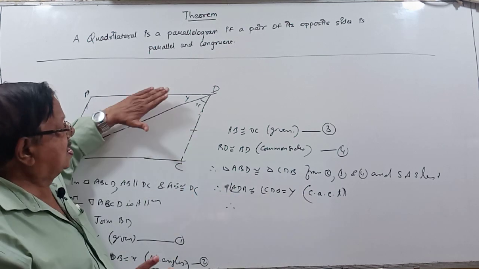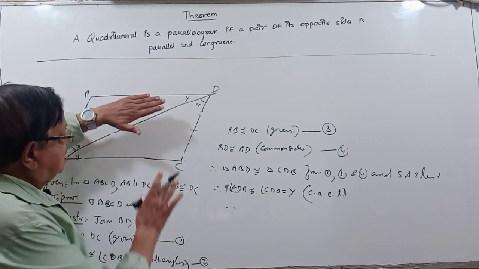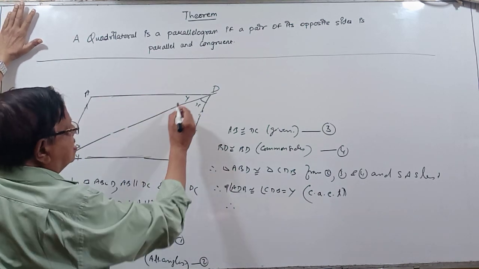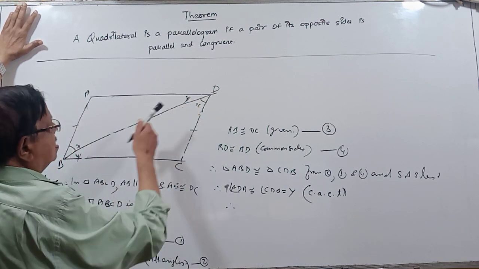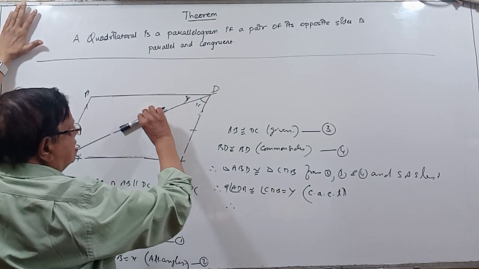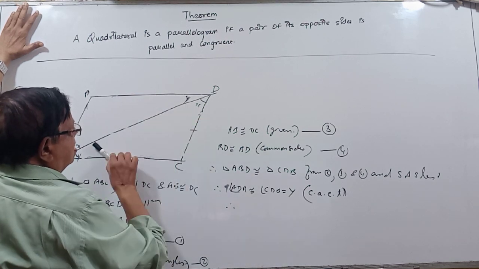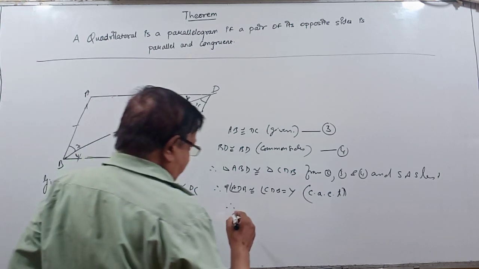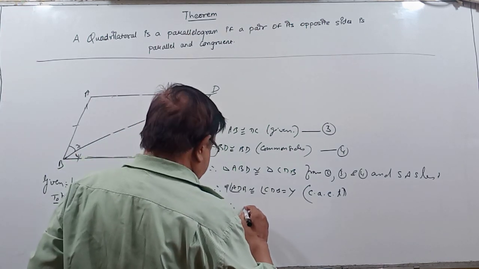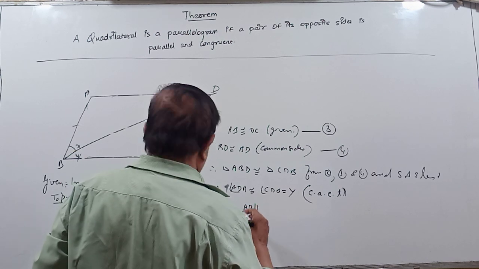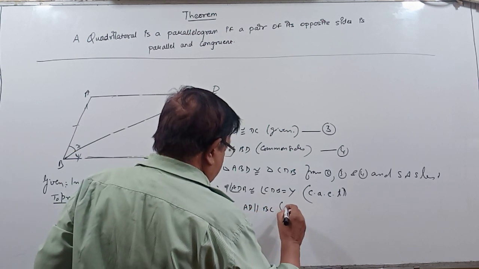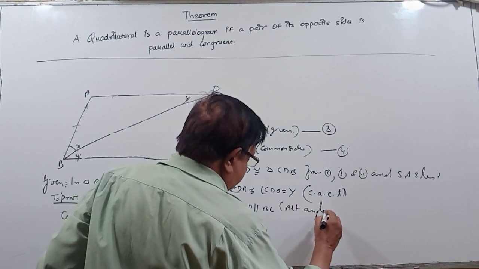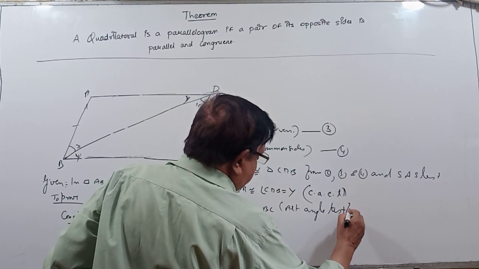We'll forget about the triangles now. Forget about the triangle completely. We are seeing that here is one line, here is another line. This angle is congruent to this angle. Two lines are there. This is the transversal. This angle congruent to this angle. Therefore, lines are parallel. Therefore, AD parallel to BC by alternate angle test for parallelism.